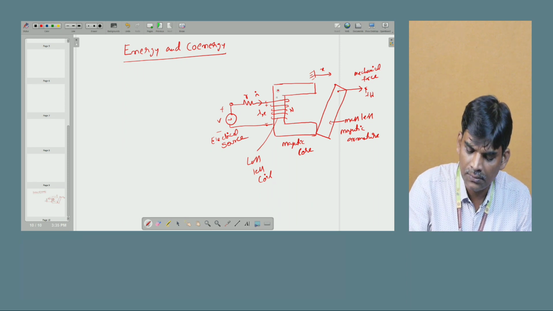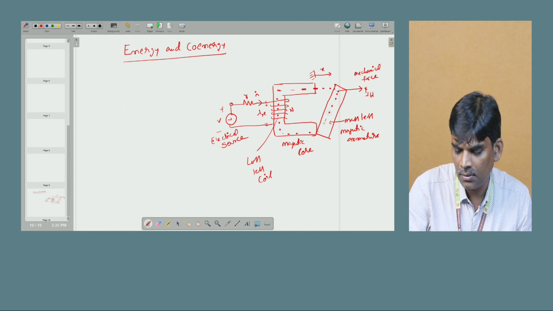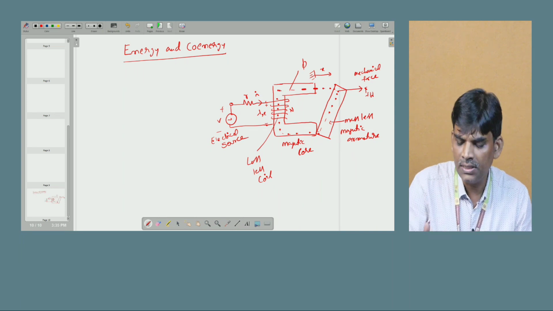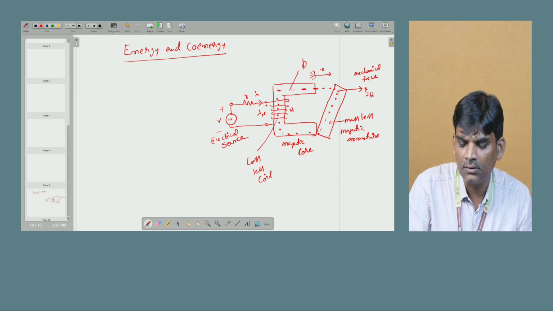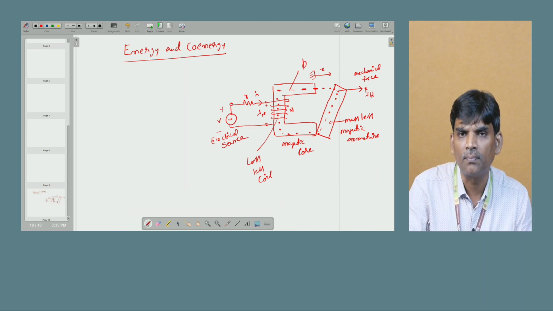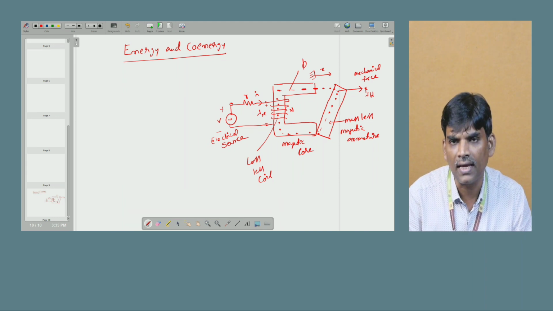and the current I sets up a magnetic flux phi. Initially this plunger is touching the core with no air gap, but due to this flux it experiences a mechanical force, and the plunger moves a little distance of x.